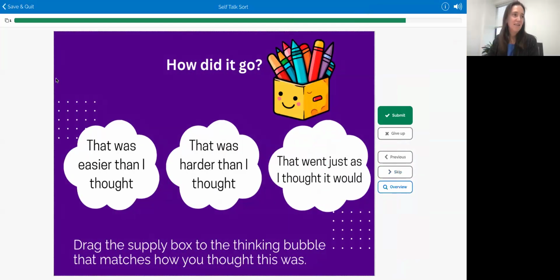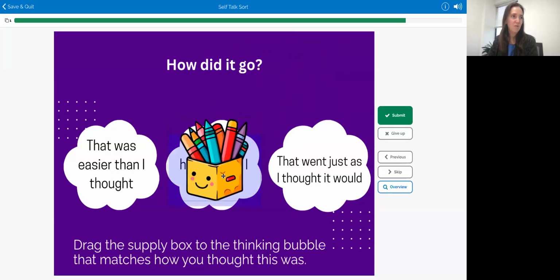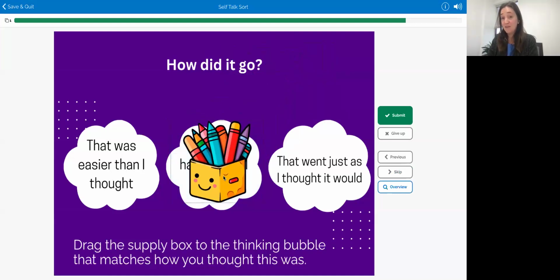Okay, and then how did it go? Let's reflect. So drag the supply box to the thinking bubble that matches how you thought this was. That was easier than I thought. That was harder than I thought. That went just as I thought it would. Or maybe that was harder than we thought. There's certainly room for discussion on if some of those thoughts could have occurred before, during, or after. Certainly, any of them could, and so it's another platform for thinking about that thinking.